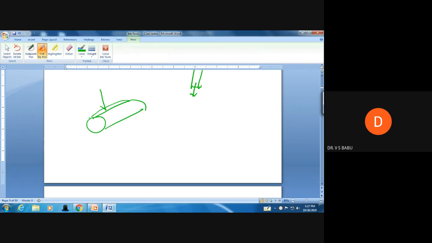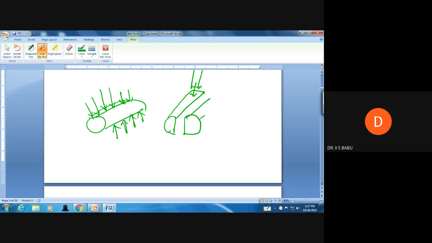You will apply this force along this periphery, that means in the radial direction. You will apply the load with the help of the UTM machine. After that, what happens? This cylinder will be broken into two halves. I have drawn it in a three-dimensional figure.